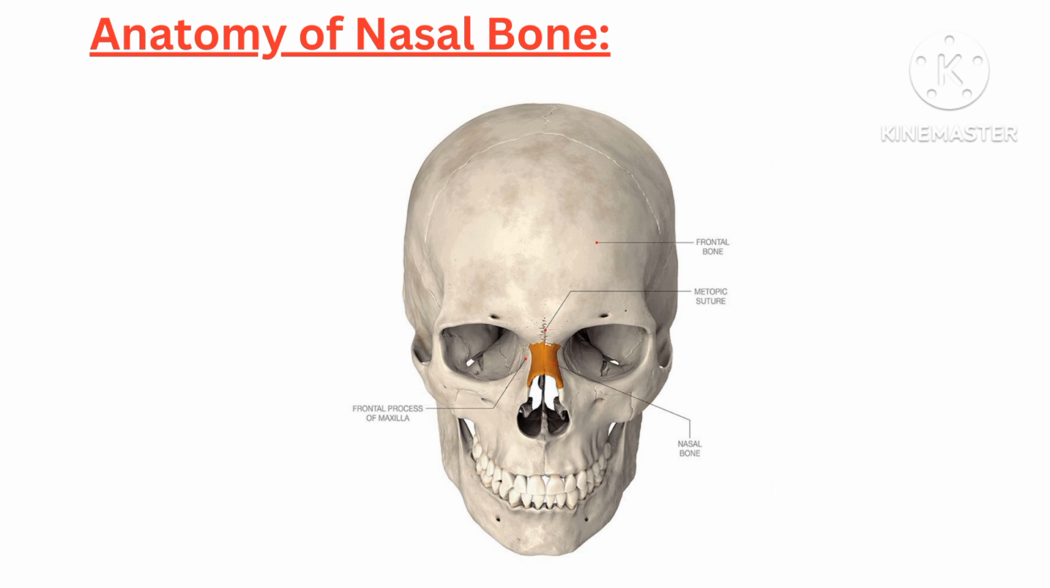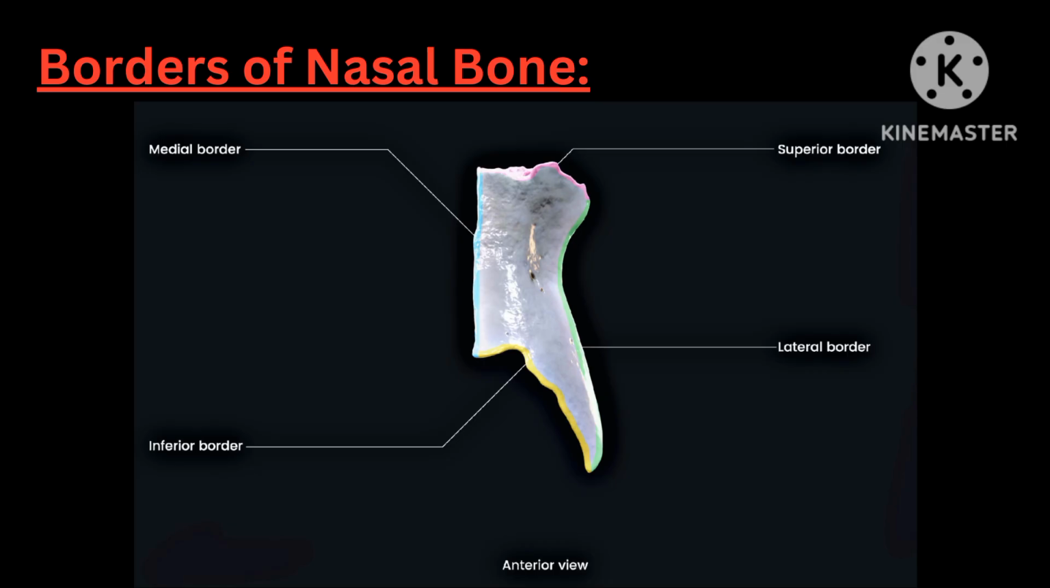Two of them are bones of the neurocranium, the frontal bone and ethmoid bone, and two are bones of the viscerocranium, the opposite nasal bone and the maxilla. The nasal bones are variable in size and form in different individuals. Each nasal bone has two surfaces, outer and inner, and four borders, superior, inferior, medial, lateral. Here we can see four borders.